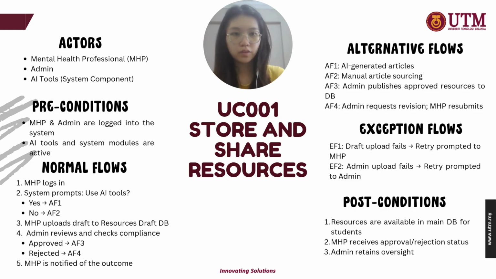There are 4 alternative flows. The first one is AI-generated articles, and the second one is MHP manually searching for articles through external resources. The third one is admin moving the resources from draft to the main resources database, and the last one is admin requesting revision of draft resources. And there are 2 exception flows. The first one is system failure uploading draft resources by MHP, and the second one is system failure uploading resources by admin. And there are 3 post conditions.